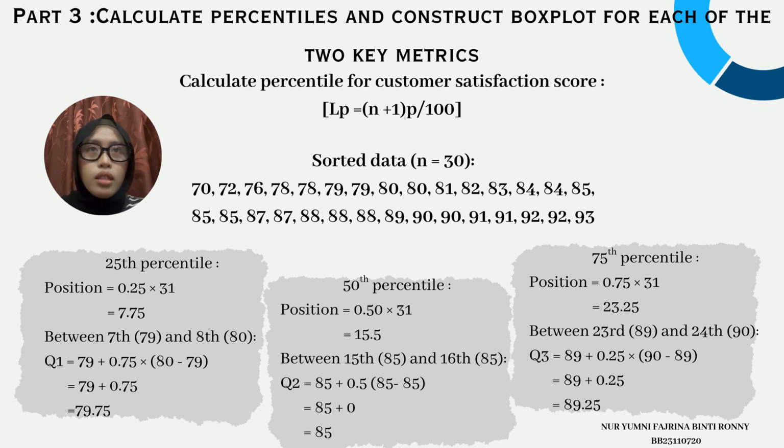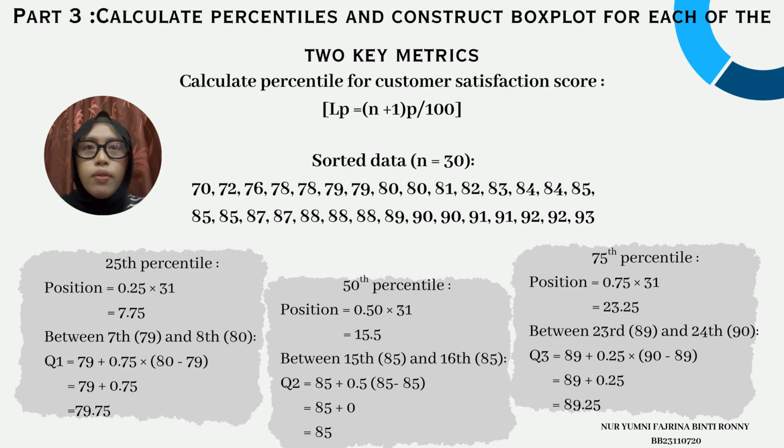I will continue my part, which is part 3, calculate percentile and construct box plot for each of the two key metrics. The formula is L_P equals (N plus 1) times P divided by 100. First, we began by organizing the data of customer satisfaction score from 30 local businesses in ascending order.